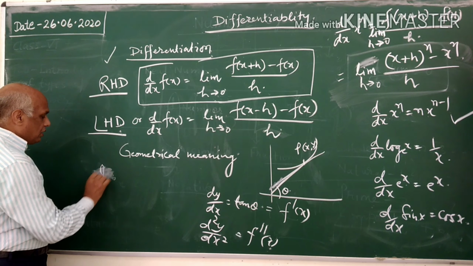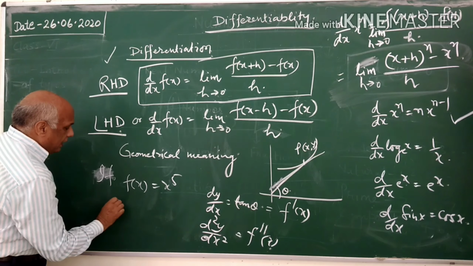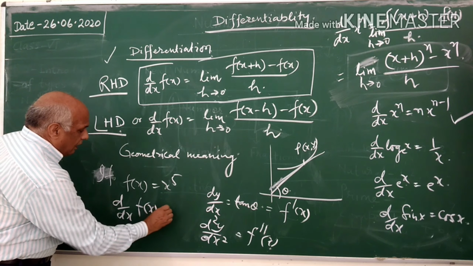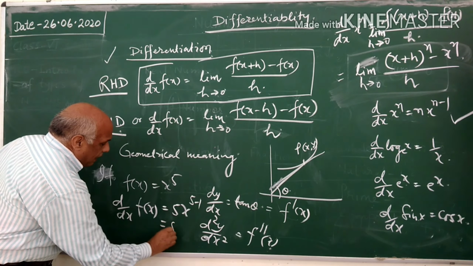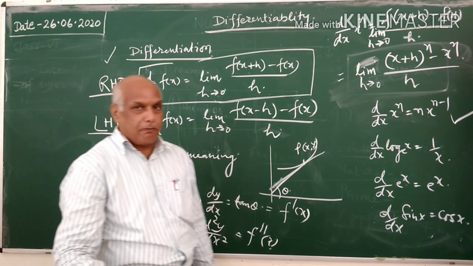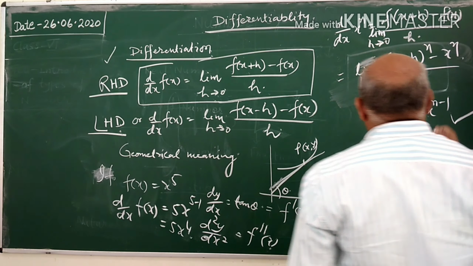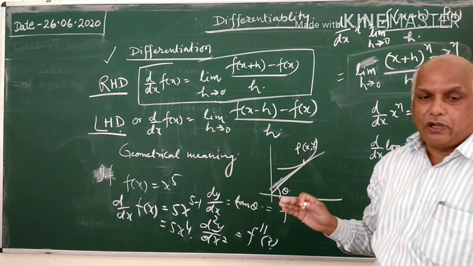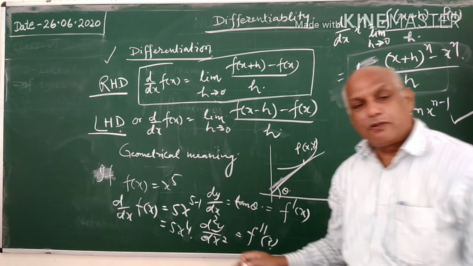Say if f(x) is equal to x to the power 5, we can find dy by dx of f(x) is equal to 5x to the power 5 minus 1, that is 5x to the power 4. In a similar way, we can find out the differentiation of many different functions using the formula. So there are many important formulas that can be used to find out the differentiation.